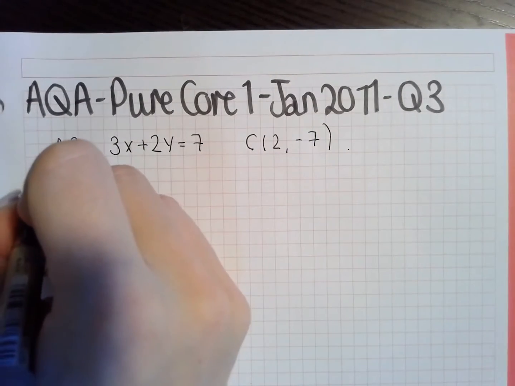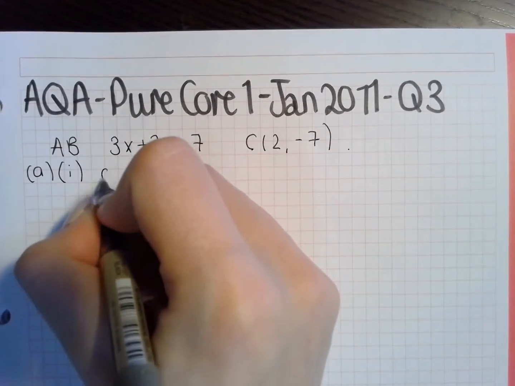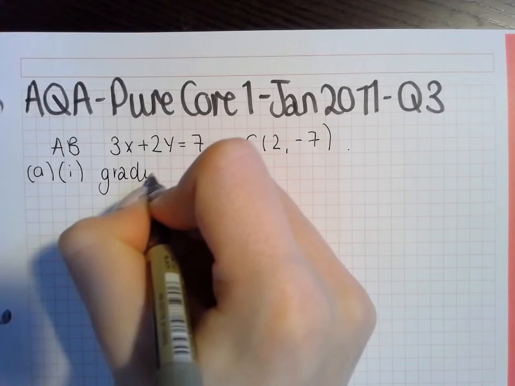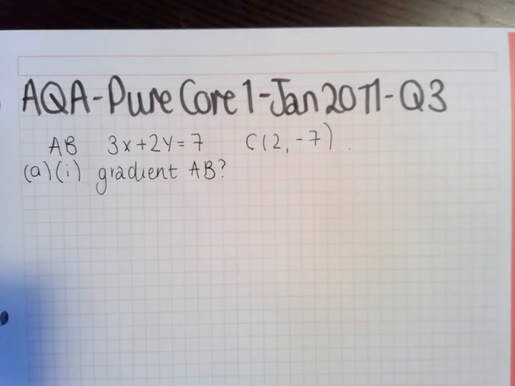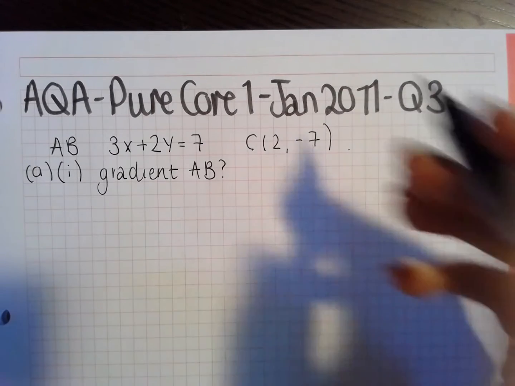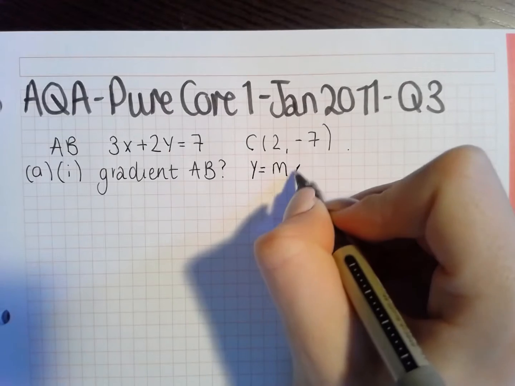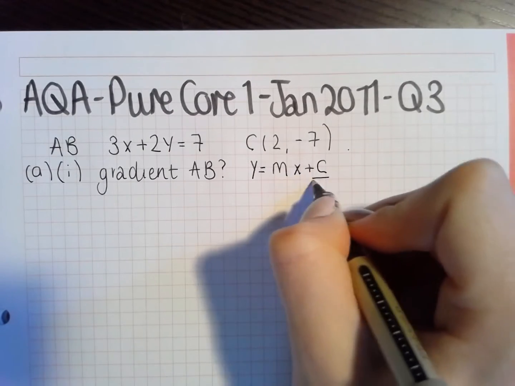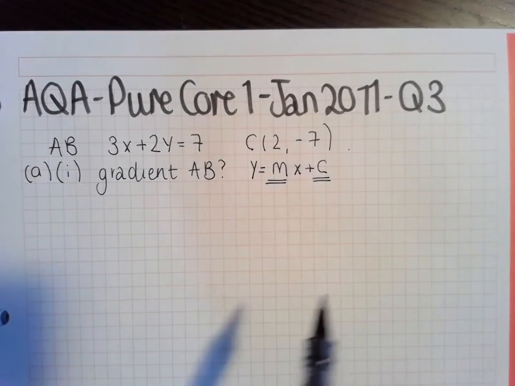Part A, part 1, says find the gradient of AB. Okay, so we know that AB is a straight line, because it tells us that the line has the equation 3x plus 2y equals 7. And we know that the general equation for a straight line is y equals mx plus c, with c being a constant, and m is the gradient, so it's the m that we're looking for.